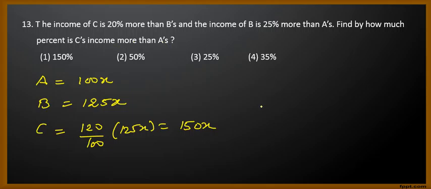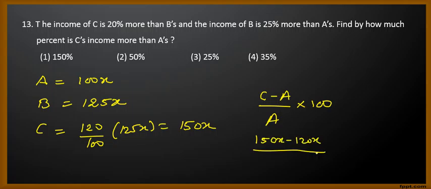So here what is the reference value? A, because you are comparing with A's income. What is required? How much percent is more? C is how much more than A? The required value is C minus A by A into 100. What is the value of C? 150x. What is the value of A? 100x. So 50x by 100x into 100, which equals 50%. So the answer is option 2.